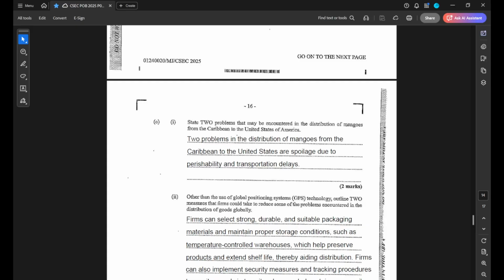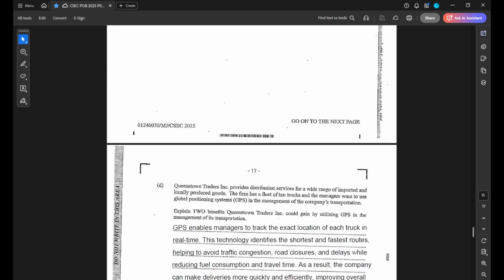Part D, Queenstown Traders Incorporated provides distribution services for a wide range of imported and locally produced goods. The firm has a fleet of 10 trucks, and the managers want to use Global Positioning Systems (GPS) in the management of the company's transportation. Explain two benefits Queenstown Traders Incorporated could gain by utilizing GPS in the management of its transportation.